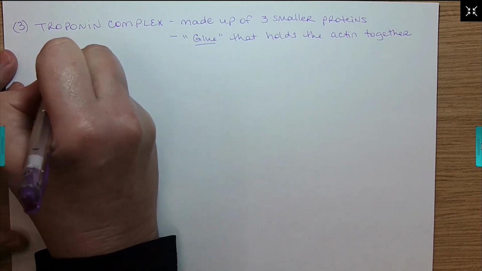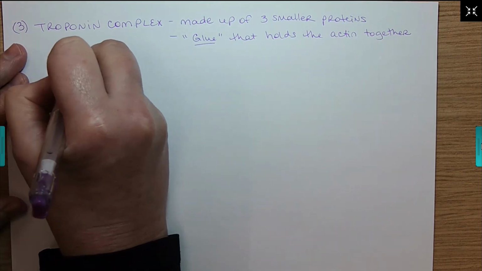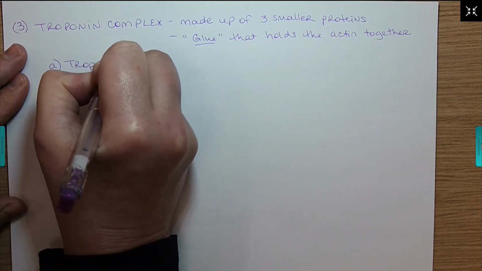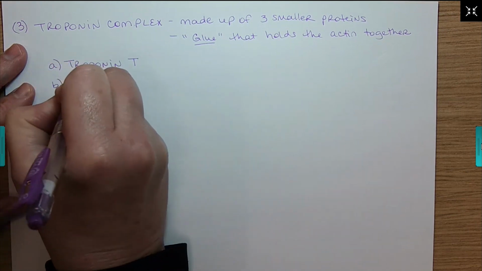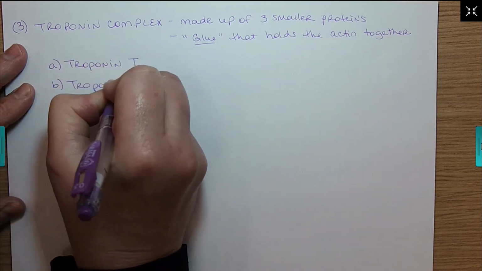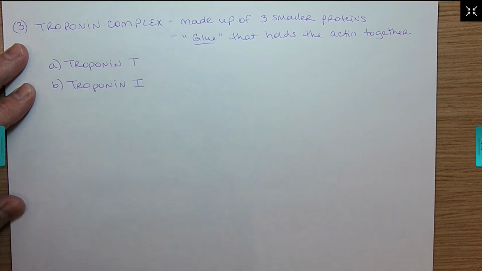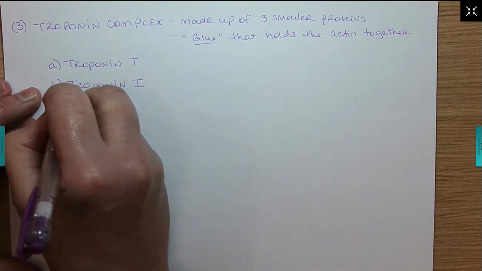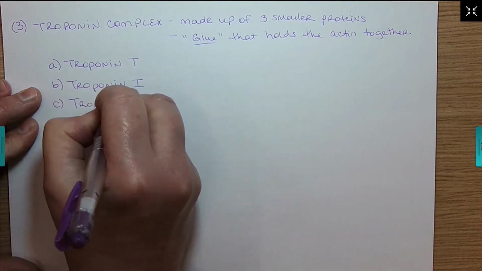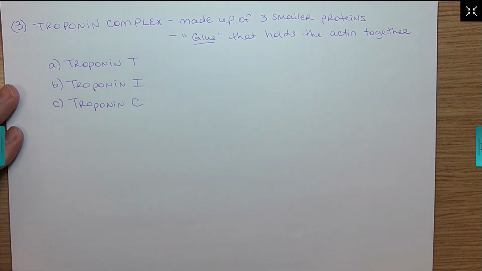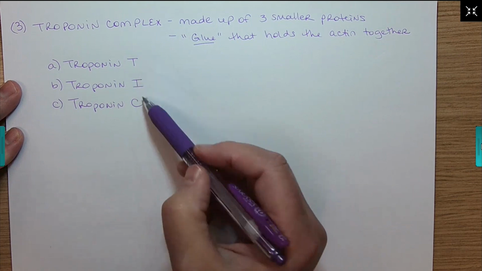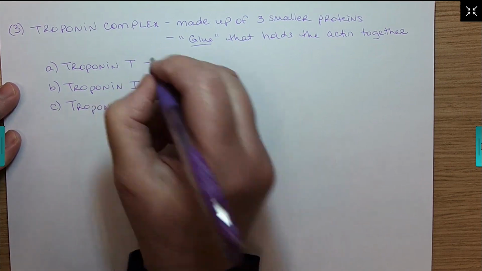So our three molecules here are troponin T, troponin I, and troponin C. So you need to know what each one of these binds to.